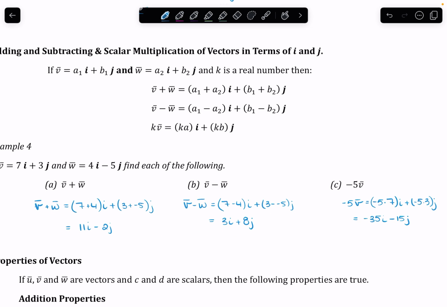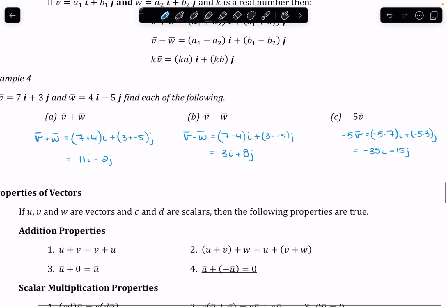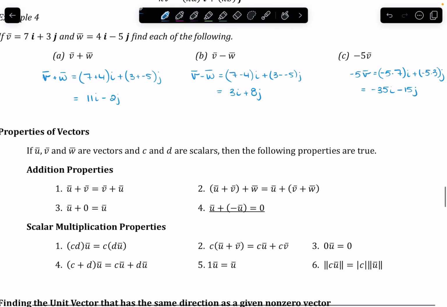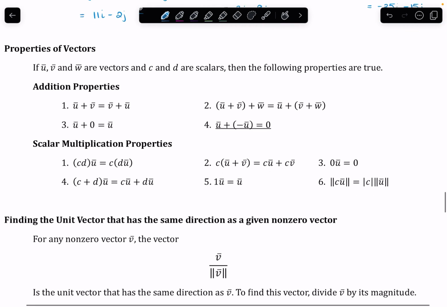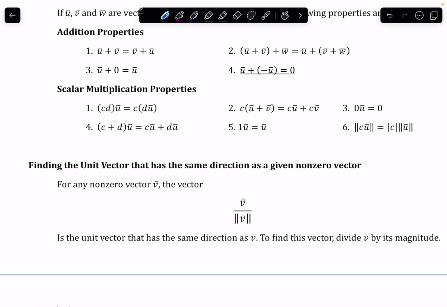All right, properties of vectors. Make sure you read through your vector properties. I'm not going to read them to you. They're very similar to your standard addition and subtraction properties that we've been over before. Finding a unit vector that has the same direction as a given non-zero vector.